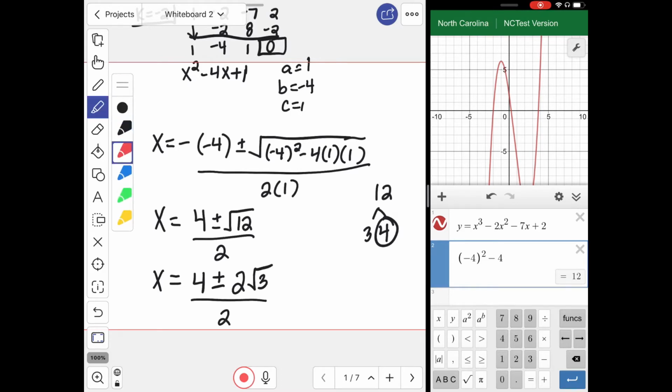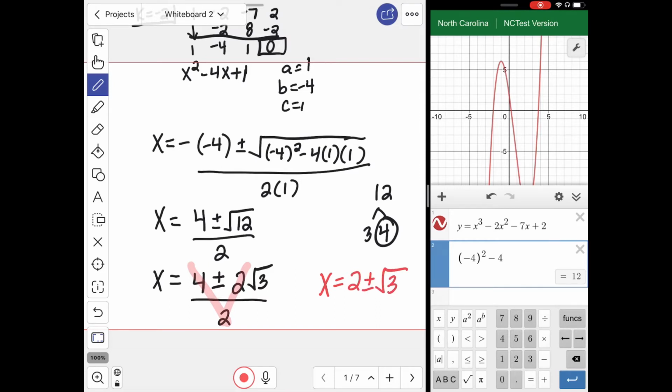Now, the only other thing that you've got to remember is to reduce. So I need to reduce 4 divided by 2 and 2 divided by 2, which is going to give me 2 plus or minus the square root of 3.